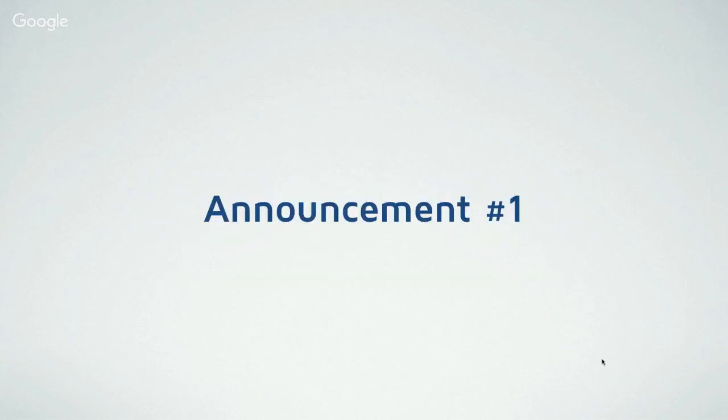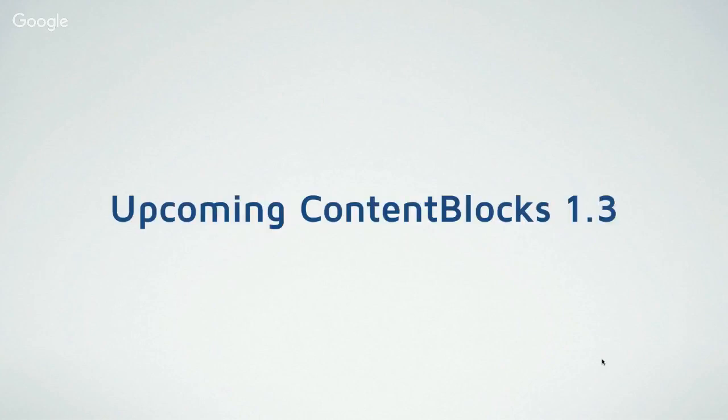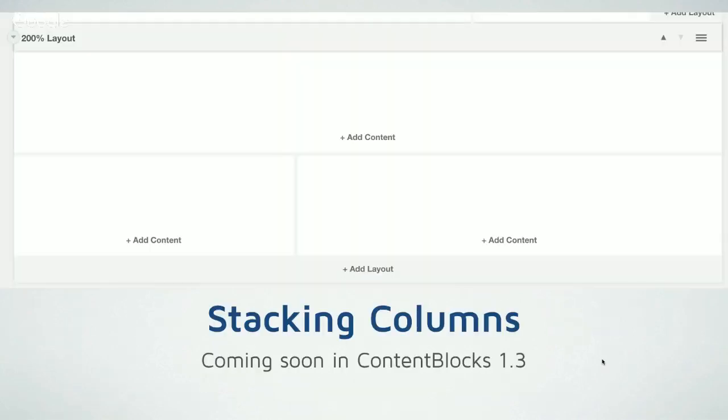The first one is the upcoming ContentBlocks release, version 1.3. It's been a long time in the making. We've got a couple of really cool features in there. For example, you are now able to stack columns. Previously, you could only use up to 100% in width in the layout. Otherwise, it would start messing up your layout, start messing up the columns. That has been fixed in 1.3. So you can now use 200 or 300, even 400%. And this is great for the more complex layouts.